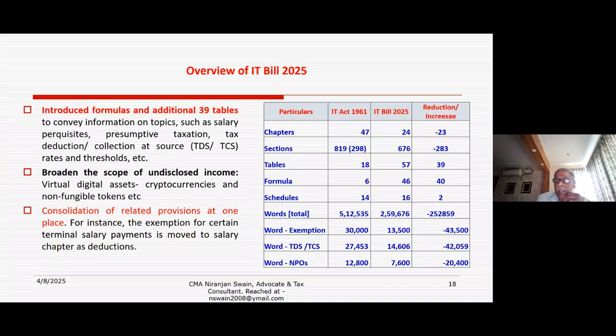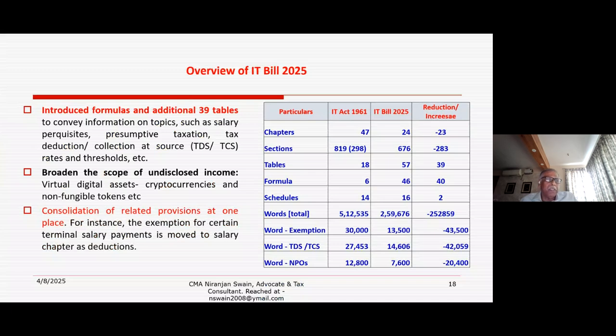The Income Tax Act 1961 has 47 chapters. Now it is reduced to 24 chapters, a reduction of 23 chapters. Sections: 819 effective sections, 298 actual sections, so it has come down to 676, a reduction of 283. The tables are 18. You might have seen that many of the sections they made into tables.